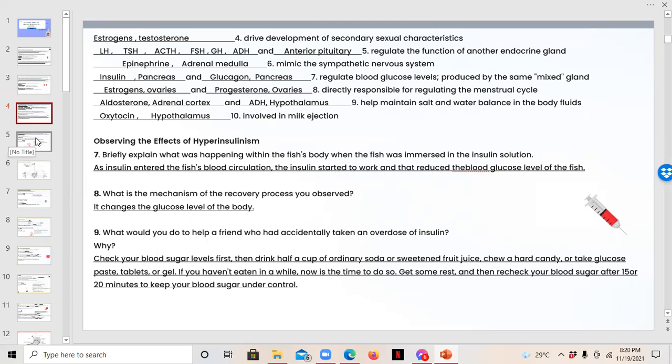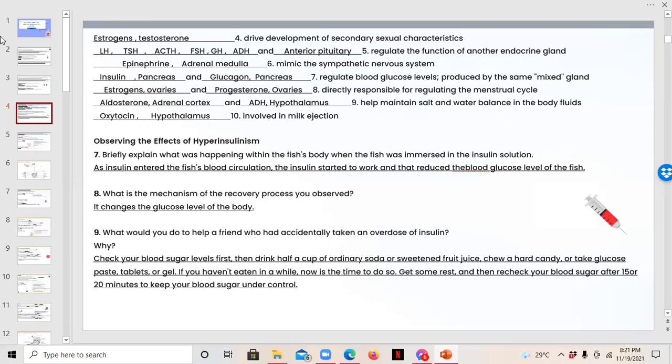Number seven, it regulates blood glucose levels, produced by the same mixed gland. The answer is insulin, pancreas, and glucagon, pancreas. Number eight, directly responsible for regulating the menstrual cycle. The answer is estrogens, ovaries, and progesterone, ovaries.